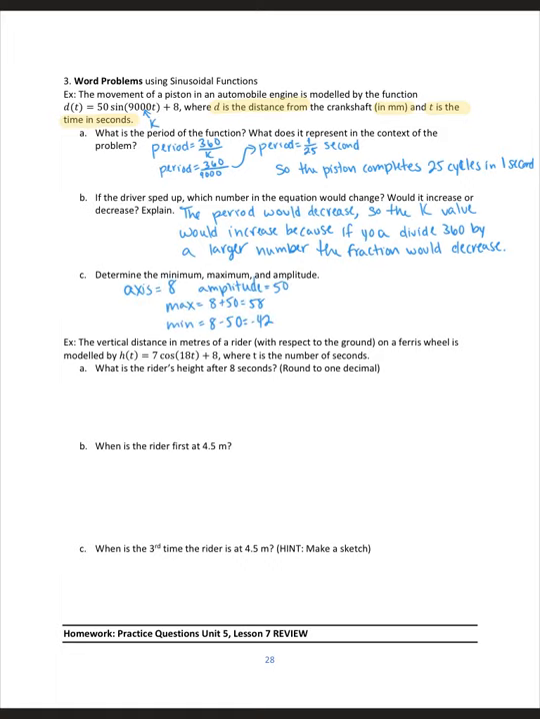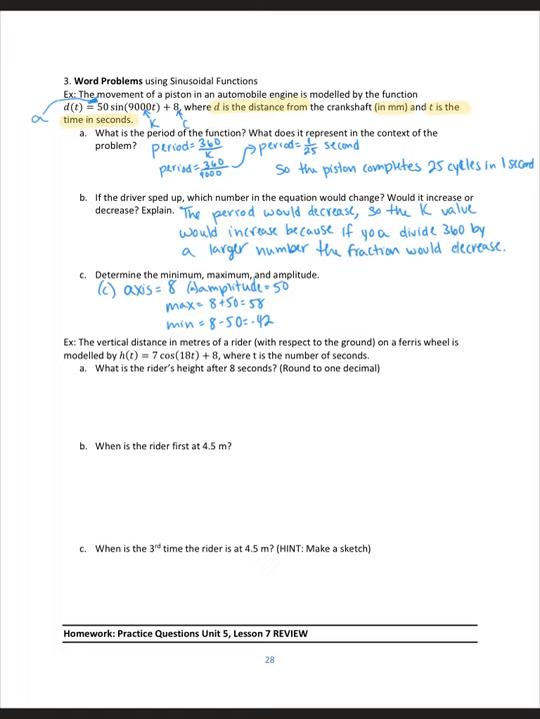Okay, so there's your maximum, your minimum, and your amplitude. We can identify our axis because that is just that C variable from our equation, and our amplitude is just our A variable from our equation, right? So our amplitude is 50, and our axis, our vertical shift, is 8. So once we've identified those, to go to our maximum, all we have to do is our axis plus our amplitude, and to go to our minimum, it would be our axis minus our amplitude. So that's where we get those values from.